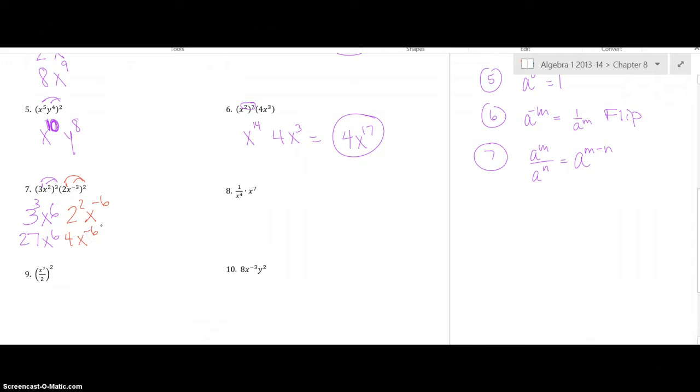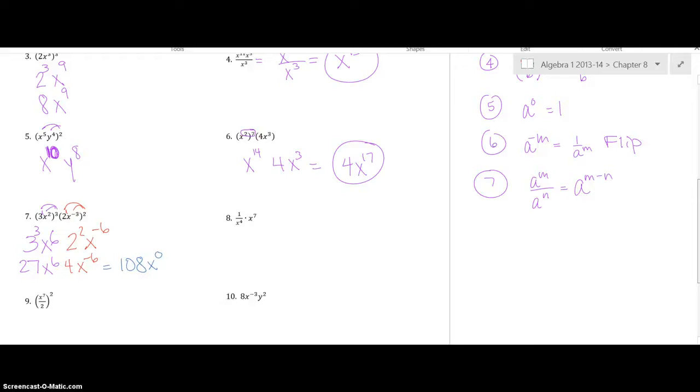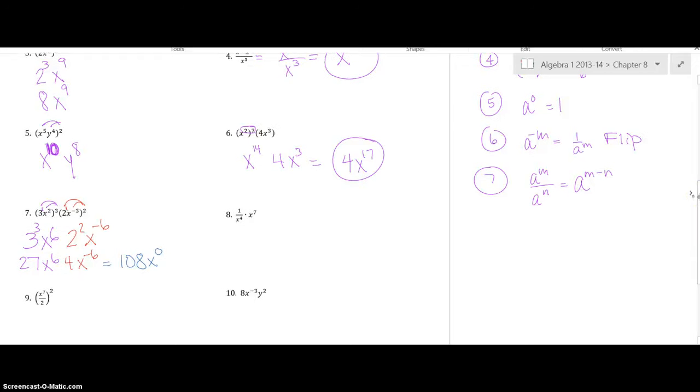And this is all multiplication. So what we're going to do is multiply the 27 times 4 and get 108. And then we have x to the 6th times x to the negative 6th, which is x to the 0, because if we use rule number 1, we will add those exponents. If you look at rule number 5, anything to the power of 0 is just 1, so really that's 108 times 1, or 108.